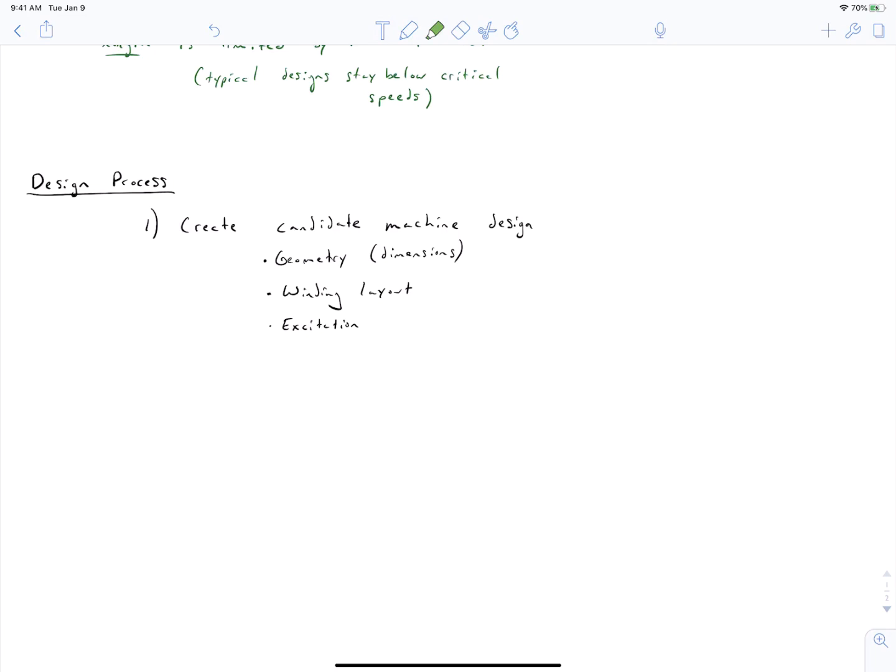So you make a guess at all of this, or you make a design of it. You intentionally have design expressions that you evaluate to come up with these dimensions, but you don't know if it's right because you made a lot of simplifying assumptions along the way. Maybe you assumed linear materials, or you had neglected harmonics, but somehow you came up with a candidate machine design, and that candidate design had all of the dimensions, the winding layout, and the excitation attached to it. And then you need to figure out if that design is any good.